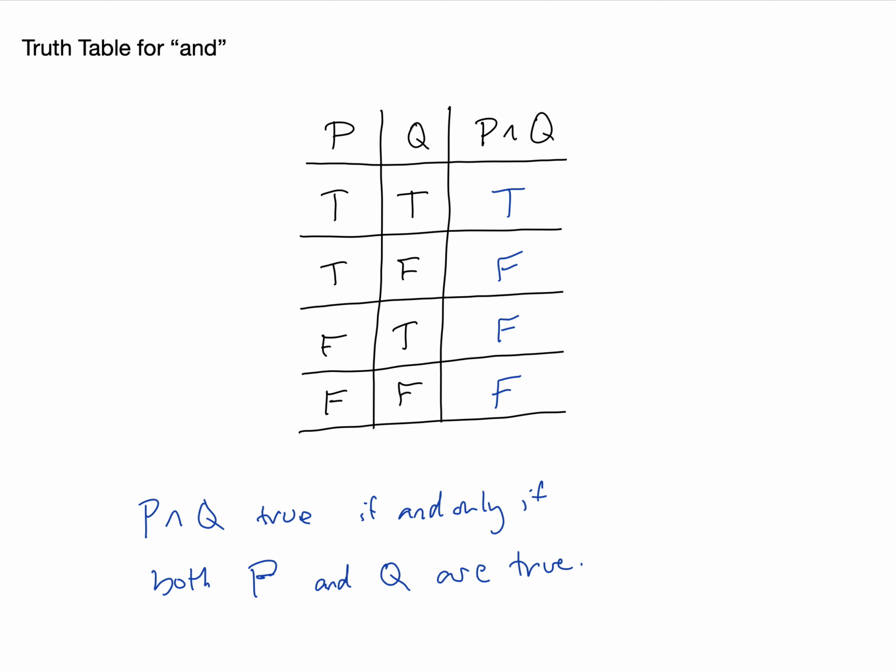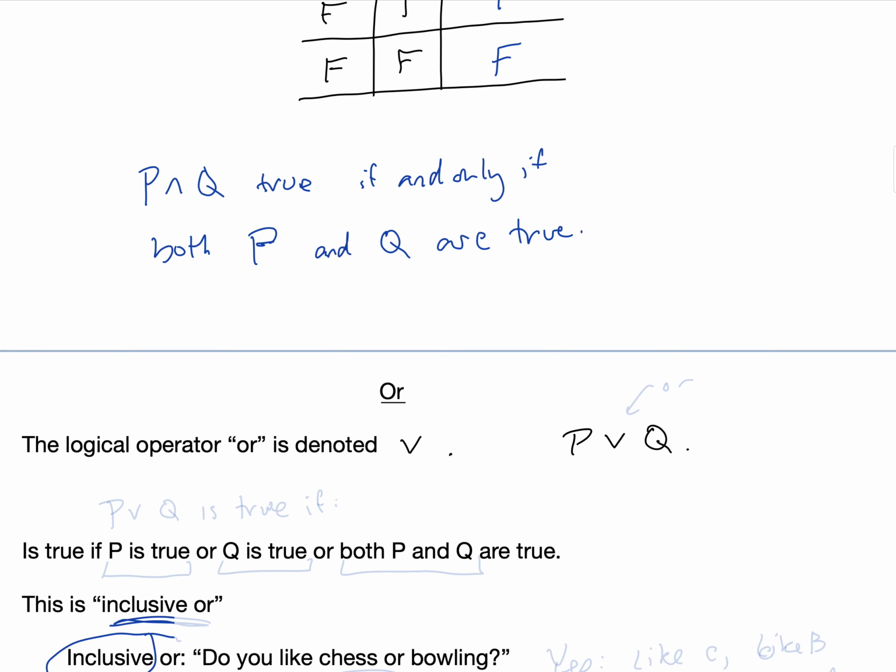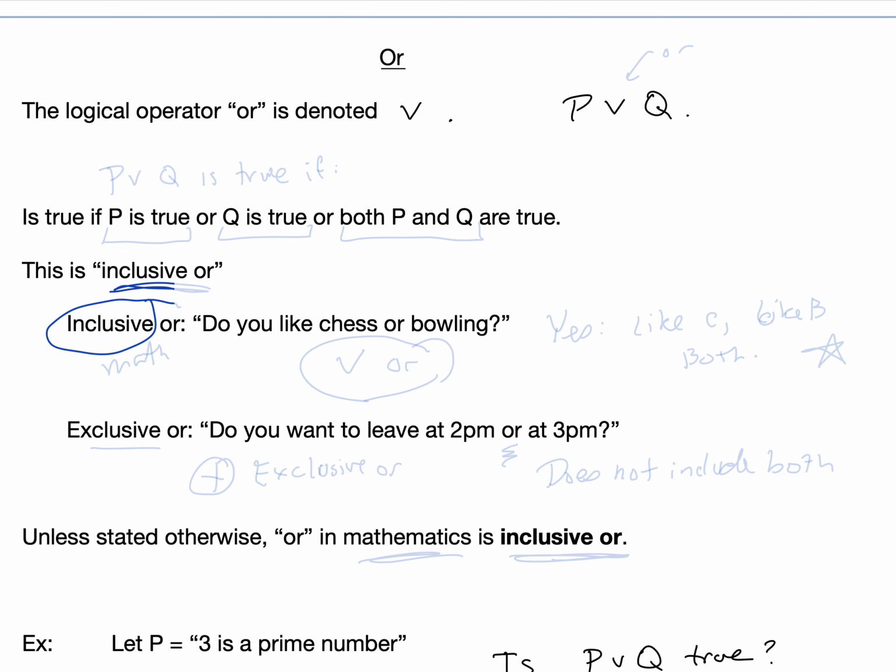Okay, so here is another logical operator, the OR operator. So it's denoted with the upside down symbol from what and was denoted. So P or Q. If P is true or Q is true or both are true, those are all situations where this is the case. So P or Q is true if P is true or Q is true, or both P and Q are true.